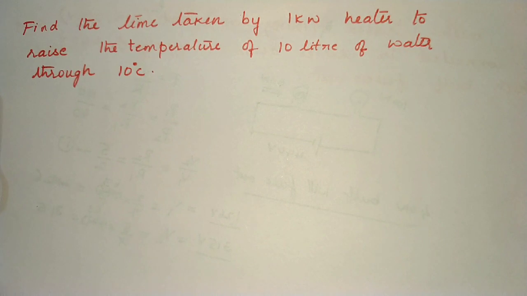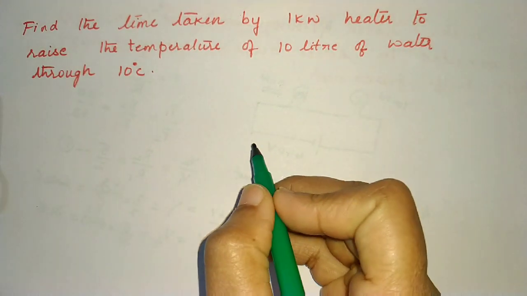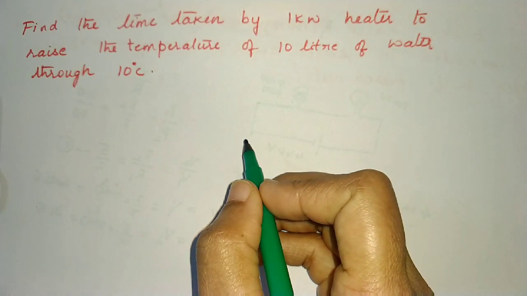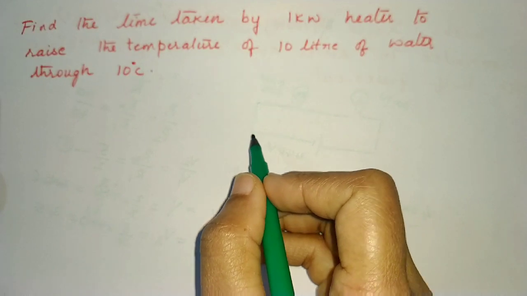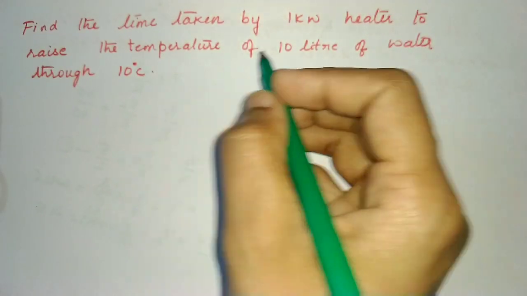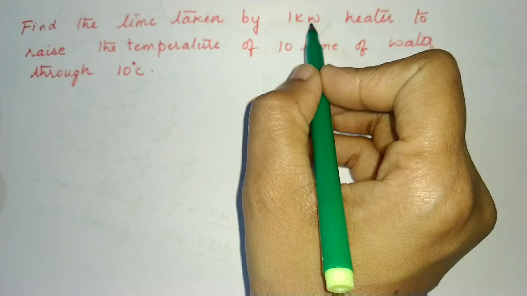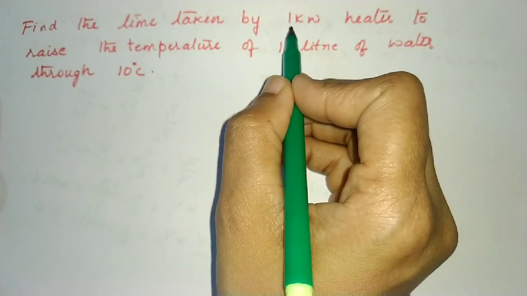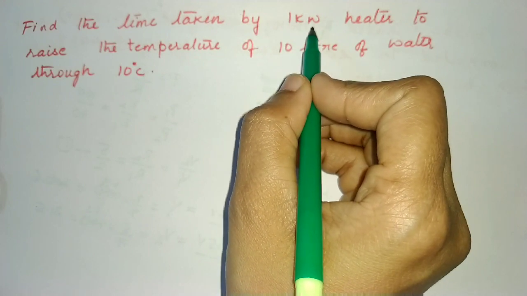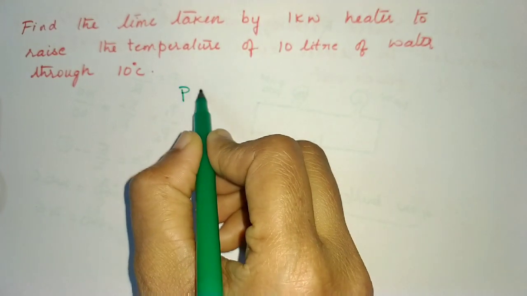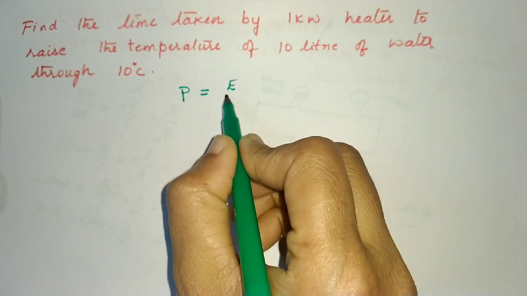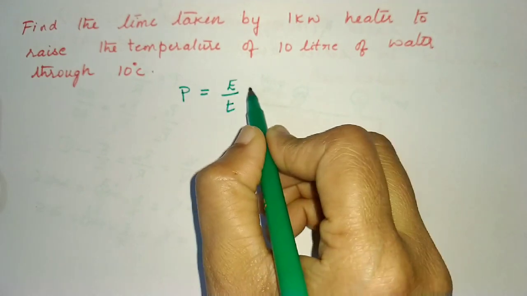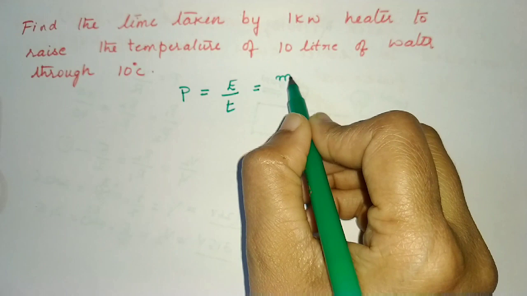Find the time taken by a 1 kilowatt heater to raise the temperature of 10 liters of water by 10 degrees. Now we are going to convert the electrical energy into heat energy. So what is the power of the heater? It is given as 1 kilowatt. I will write power as energy divided by time, and this energy is utilized in heating water.